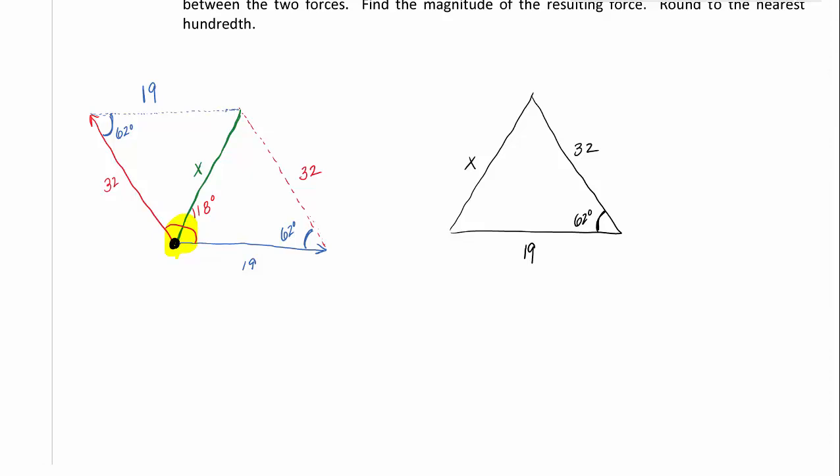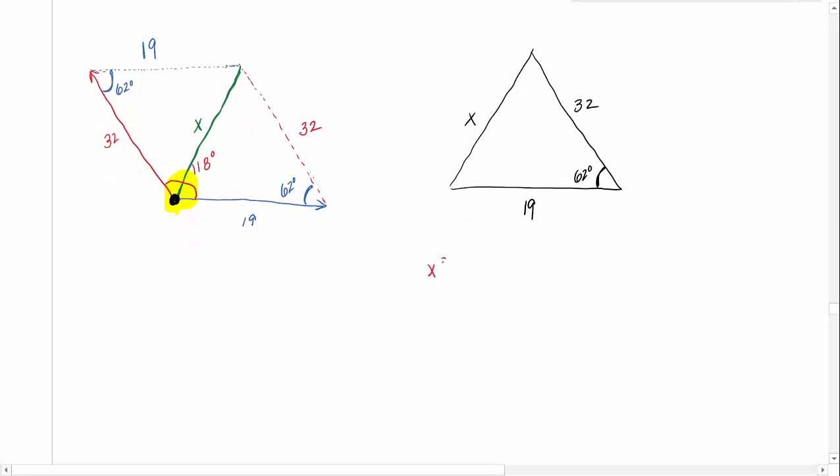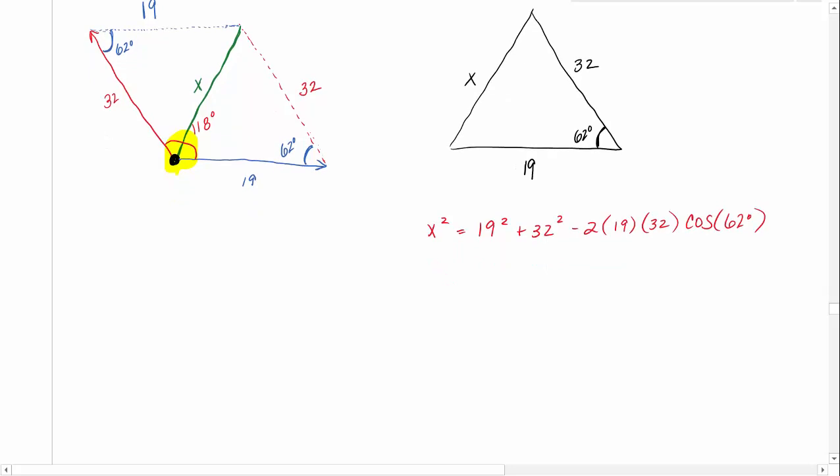Using law of cosines, we're going to get x squared is equal to 19 squared plus 32 squared minus 2 times 19 times 32 times cosine of 62 degrees. And then x is, of course, the square root of all that. So I would type it all in my calculator at one time, just x equals the square root of all this stuff, because we don't want to round more than we have to. So if we plug it in all at once, we'll only be rounding a single time.